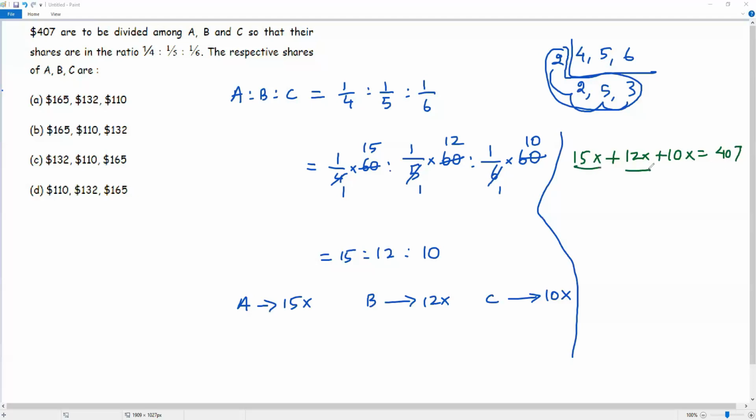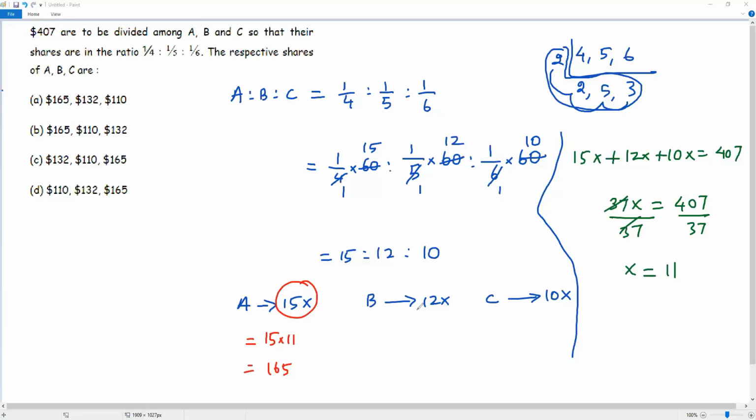Okay, 15X plus 12X is 27X, and 27X plus 10X is 37X, which is equal to 407. To solve for X, I divide both sides by 37. So the 37 cancels out, and I get X equal to 11. Now to get the share of A, I multiply 15 by 11 because the value of X is 11. So 15 times 11 is 165.